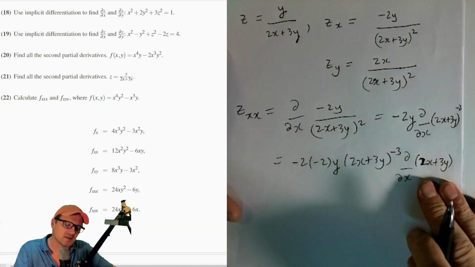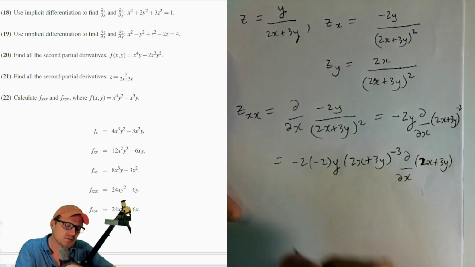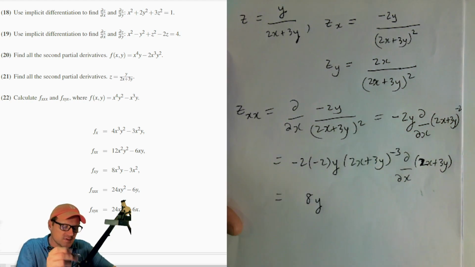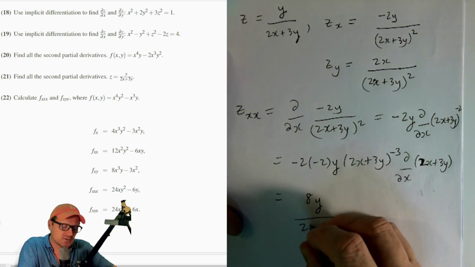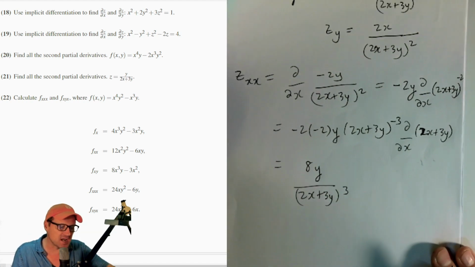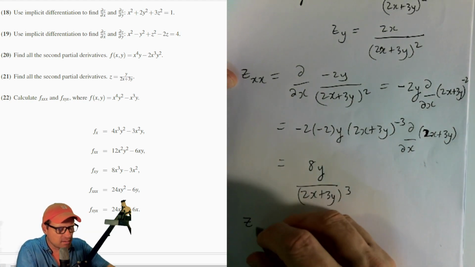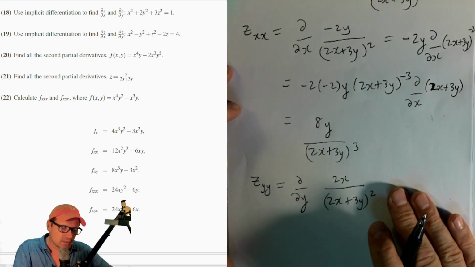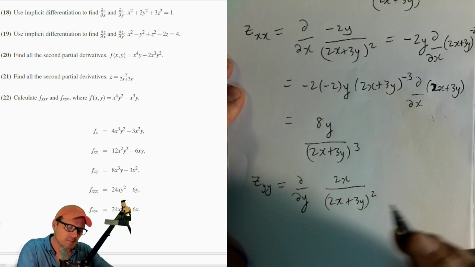Okay, so simplifying, this derivative here is 2. So we end up with 2 times 2 times 2 is 8, times y over 2x plus 3y cubed. Okay, now differentiating z_y again. Now this one's going to be very similar. So the 2x can come out.